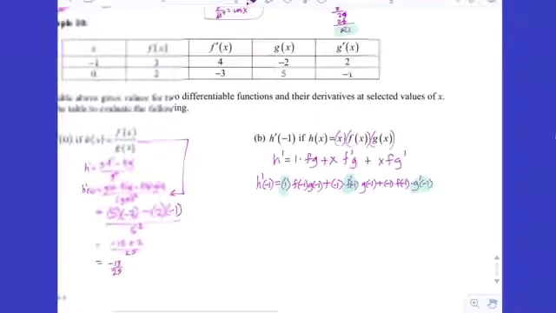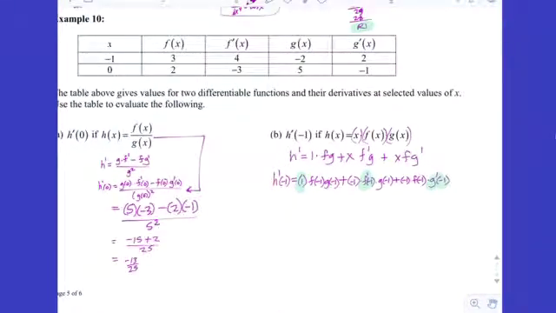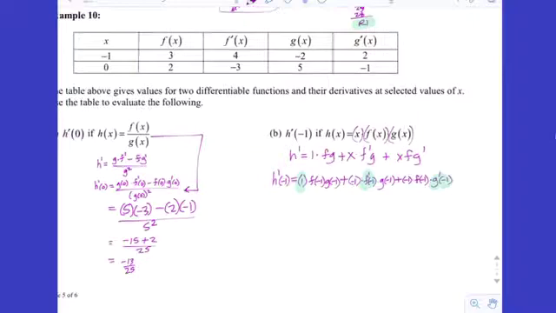All right, so now carefully pulling values out of the table. Do you need me to do that or do you think you got it? Well, let's just do it.